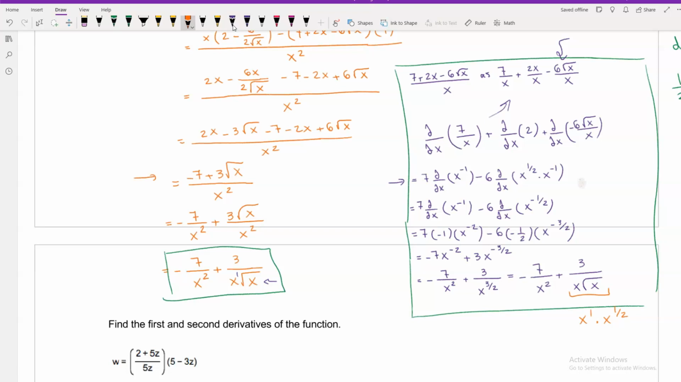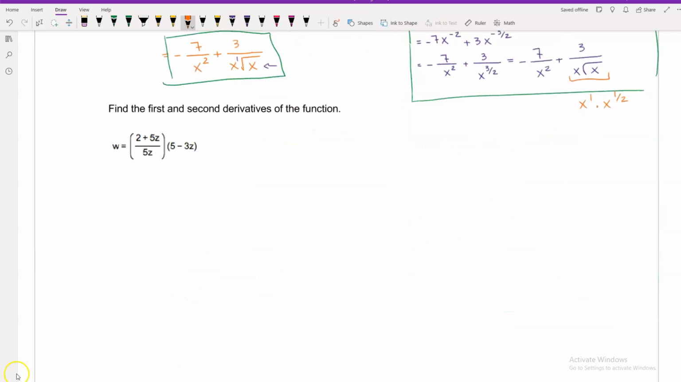So this is our final answer. Find the first and second derivatives of the function w equal to (2 + 5z)(5 − 3z) divided by 5z. So here I multiply what I have in numerator and then combine like terms. So w is equal to (−15z² + 19z + 10) divided by 5z.